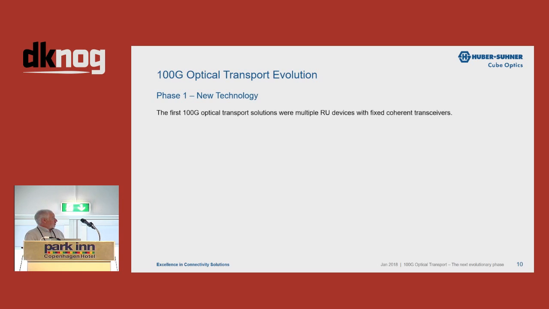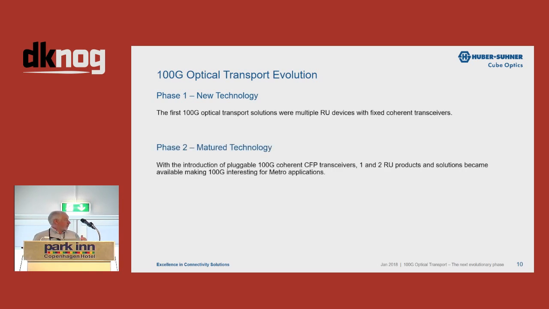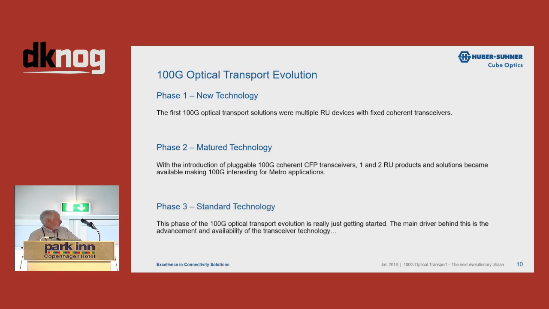So the new technologies, when they first came out, were 1 RU high, one rack unit, or multiple rack units in height. When CFPs came out, it was 1 RU, and 2 RU products were developed. So we're now at the phase where you need a really small, really simple device to deliver it in this third phase, because that's what happened at 10 gig, right? That's what happened at 1 gig. It's beginning to happen at 100 gig.